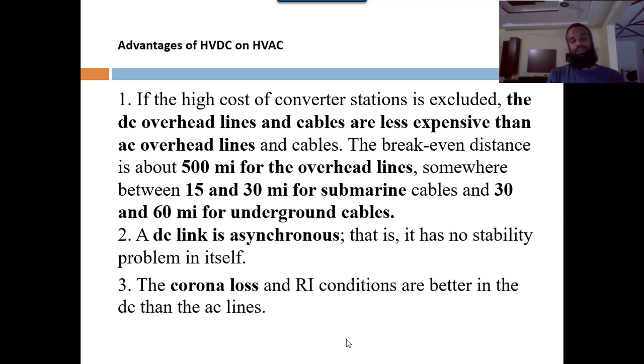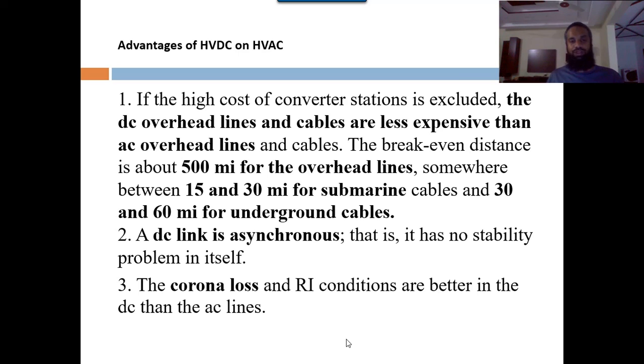Now, the advantages of HVDC. The major advantage of HVDC is that it is comparatively less expensive as compared to HVAC. But there are some limitations. If the length of the transmission line is less than 500 miles, then HVDC is not useful. So the threshold value is 500 miles. We should have 500 miles or more than 500 miles.